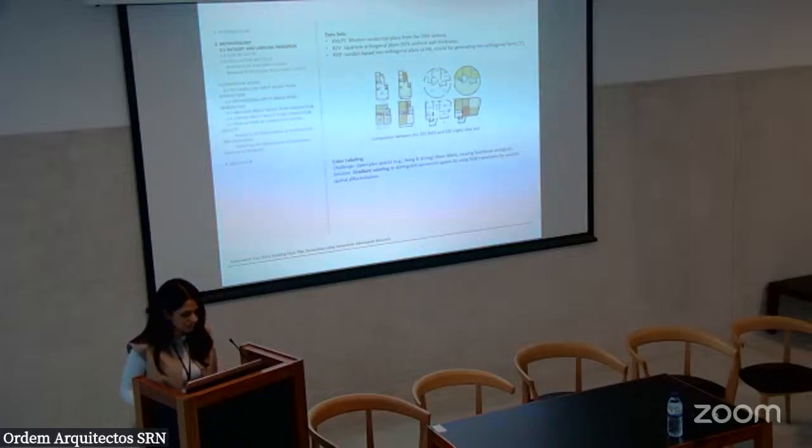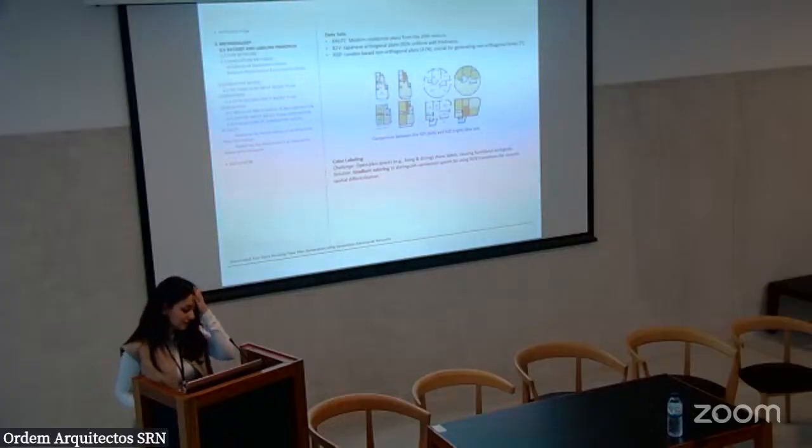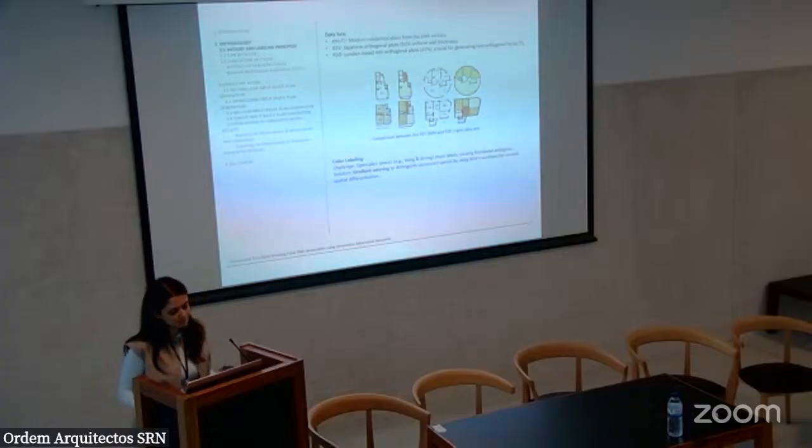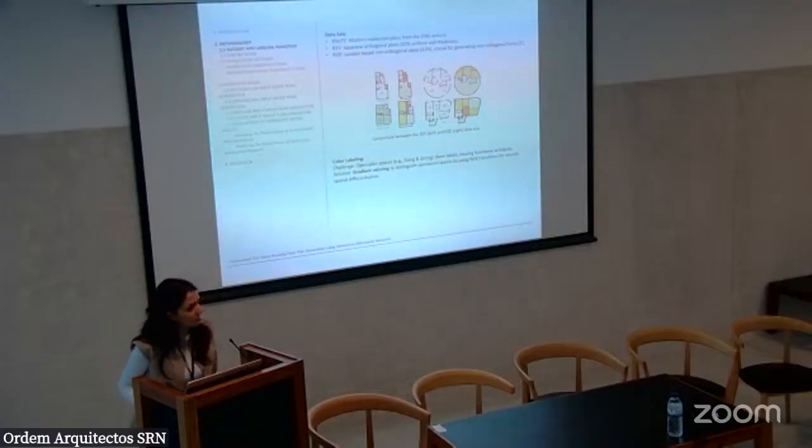As I mentioned, we compose three different data sets. The first one is Key Houses of the 20th Century, which has modern residential plans. R2V has Japanese, mostly orthogonal plans. And R3D is London-based, and it also has non-rectangular plans. That is important for our research because we try to find some results on the curved and angular plans.